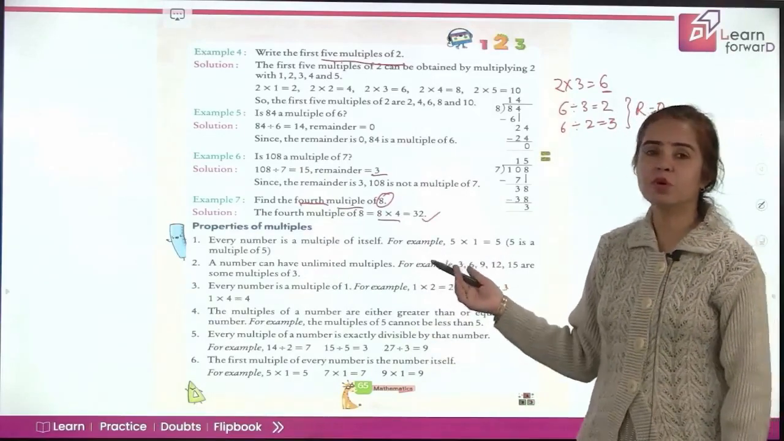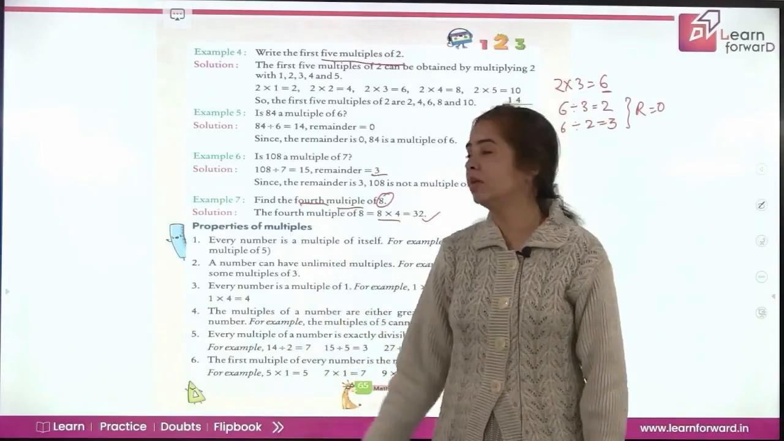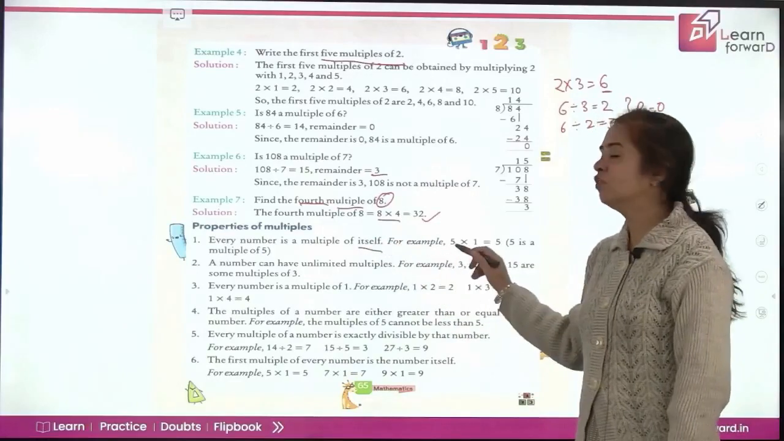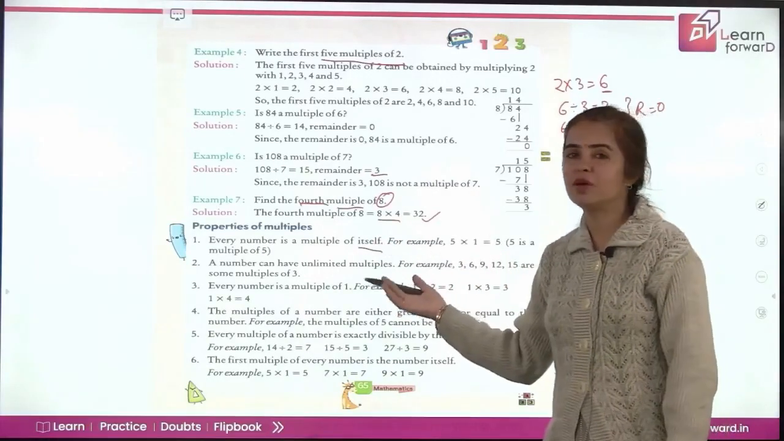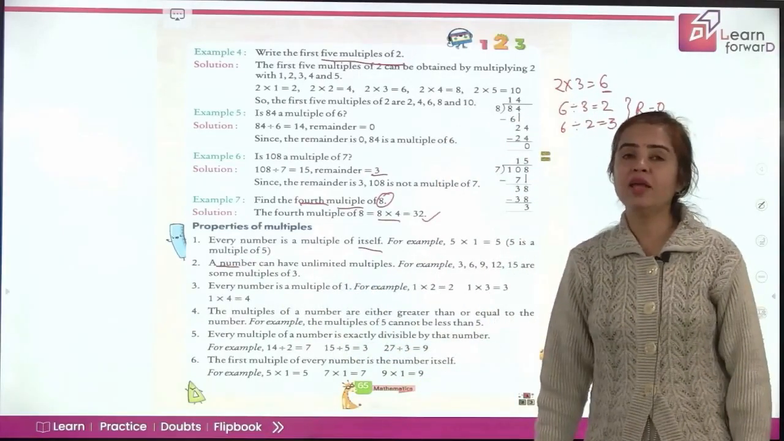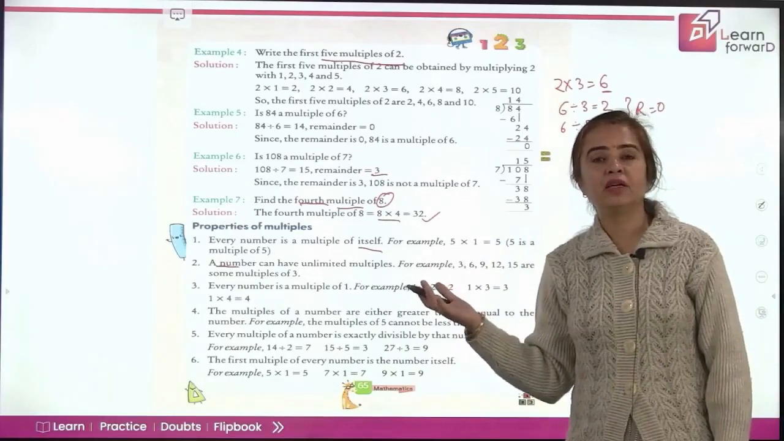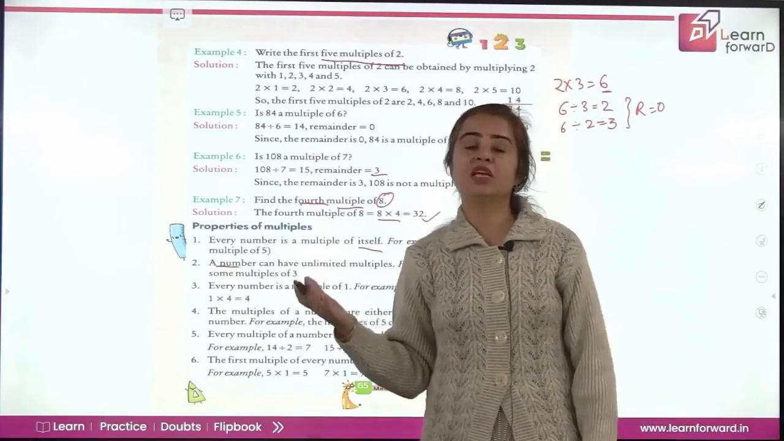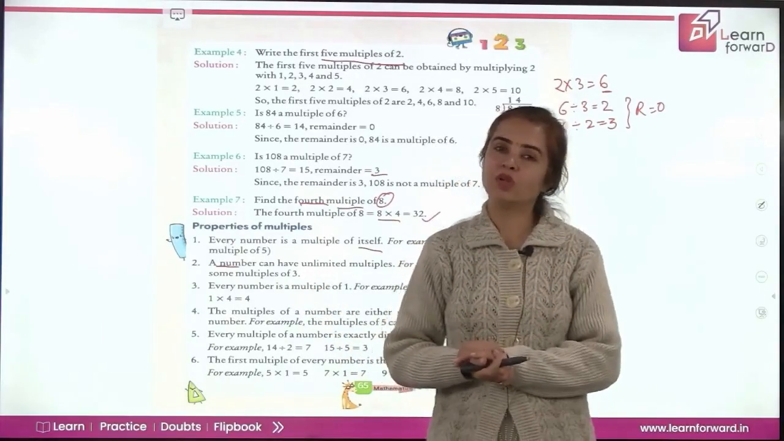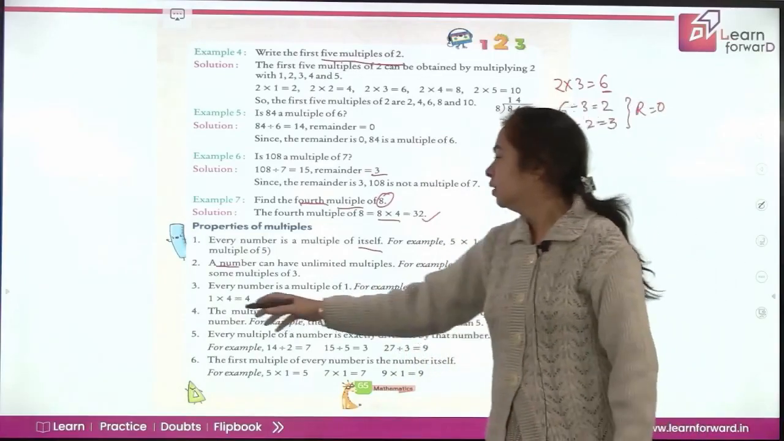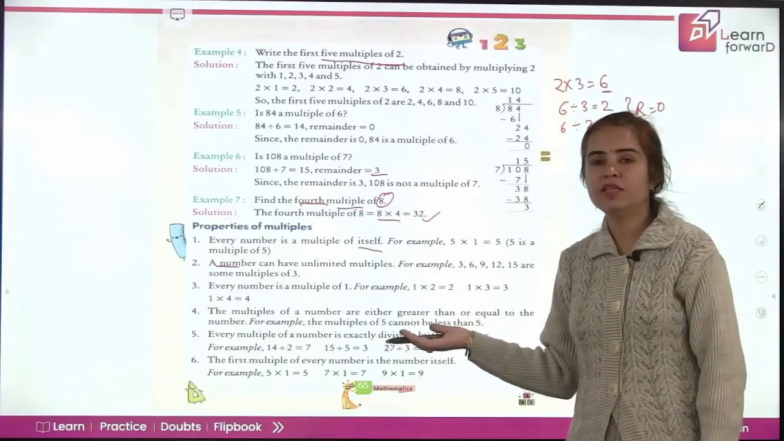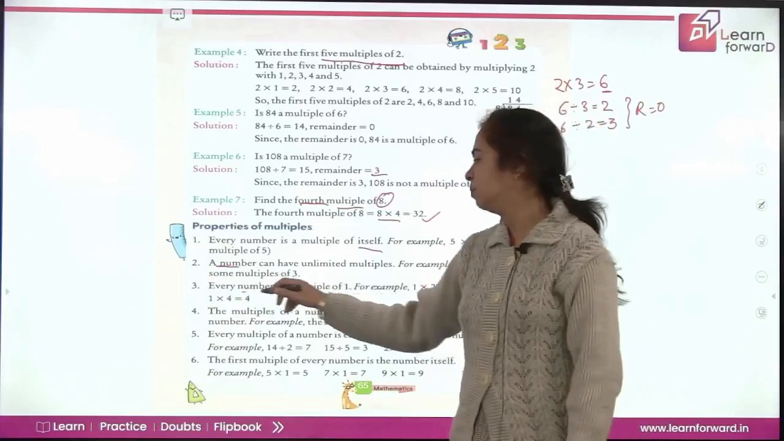Just like we have done some properties of factors, we have properties of multiples also. Every number is a multiple of itself. So 5 times 1 is 5, 12 times 1 is 12 and so on. A number can have unlimited multiples. Why? Because the counting does not end. Whatever multiple you say, I can always say a multiple greater than that. So numbers are endless. That is why multiples are also endless. They are limitless. Every number is a multiple of 1. You multiply any number by 1, you get the same number. So every number is a multiple of 1.